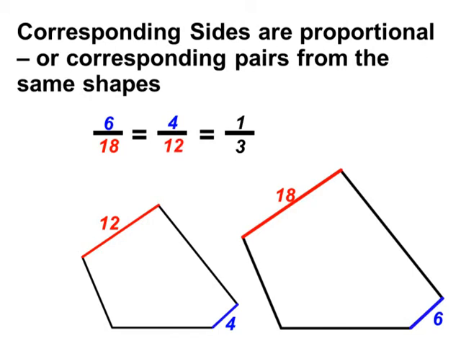The other approach is to look at the ratios of lengths of pairs of sides in the same shape. For example, look at the shapes we just worked with. Since the blue corresponds to the blue and the red to the red in these two polygons, dividing the length of the blue side by the length of the red side in the large shape will give us the same ratio we get when we divide the length of the blue side by the length of the red side in the small shape.